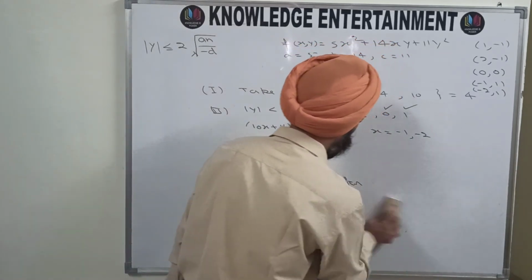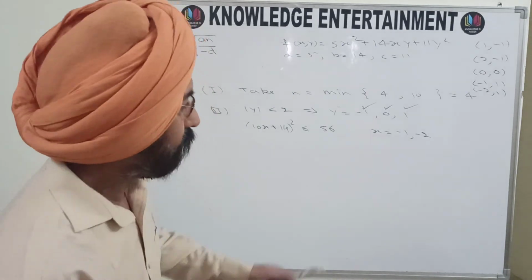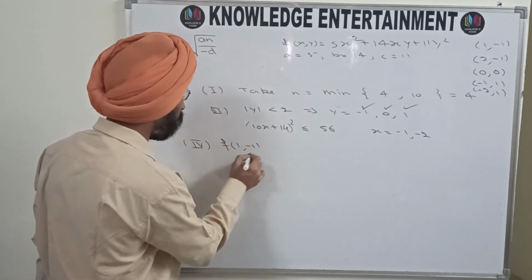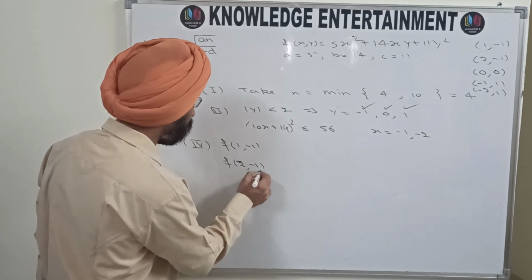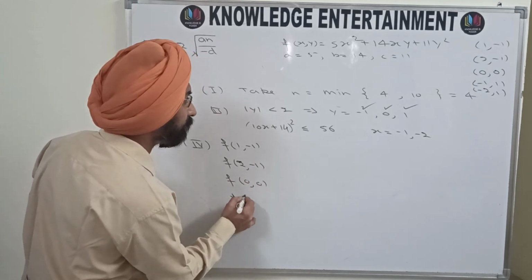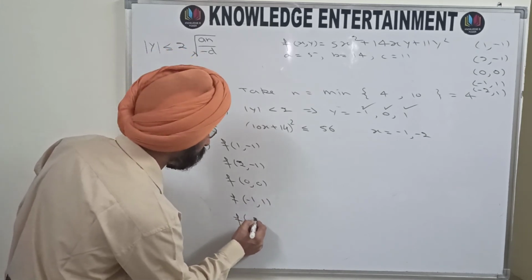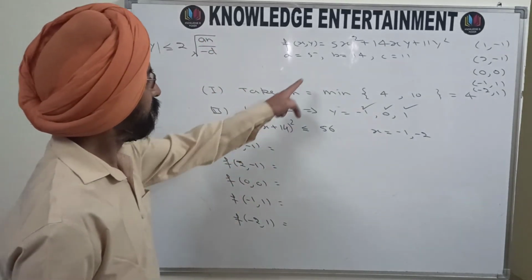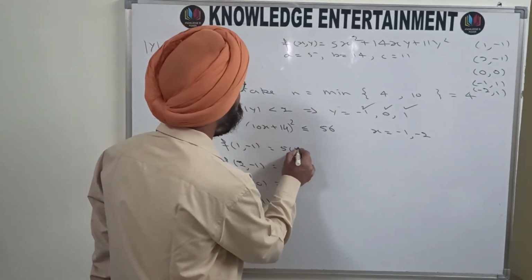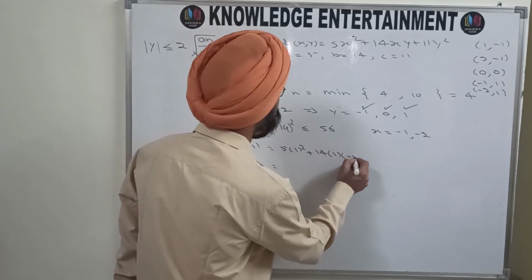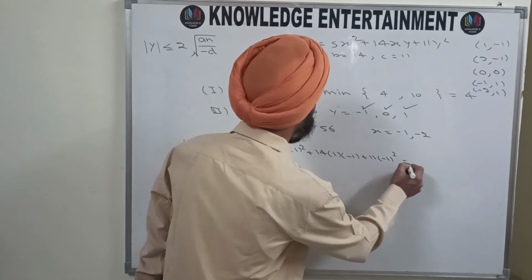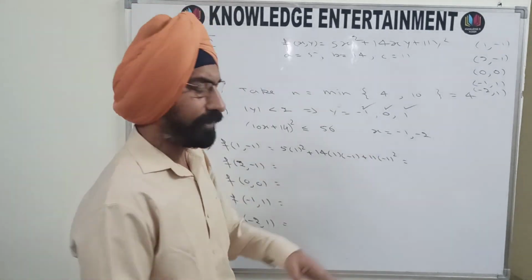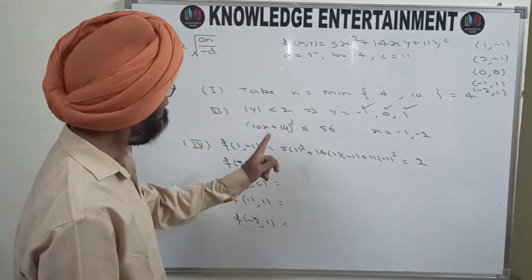The final step says that now find out all the values for these pairs of the binary quadratic form. That means f of 1, minus 1, f of 2, minus 1, f of 0, 0, f of minus 1, 1, and f of minus 2, 1. Find out these values. 1, minus 1, you substitute it here. So 5 into 1 square plus 14 into 1 into minus 1 plus 11 into minus 1 square. So what you are going to get? 5 minus 14 plus 11. So it is 2.